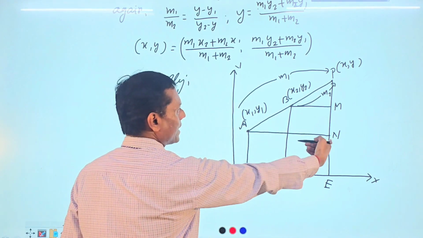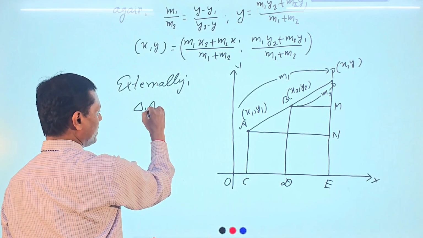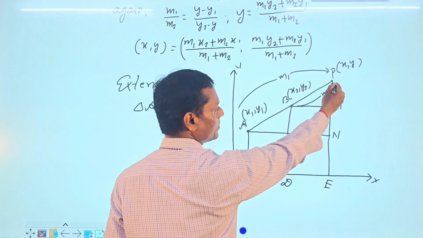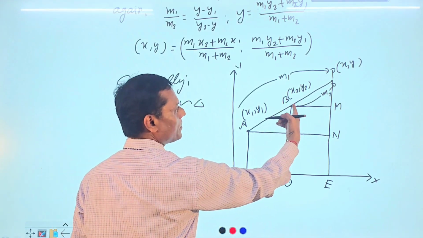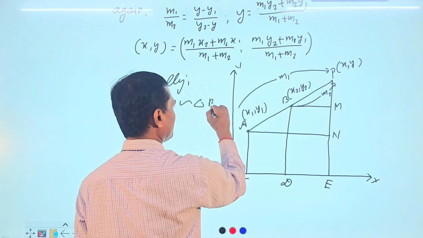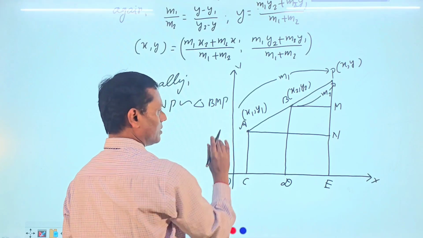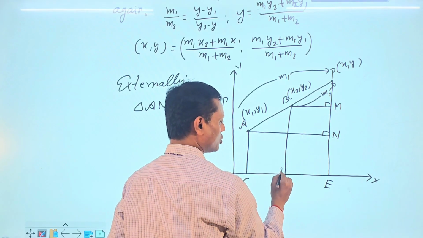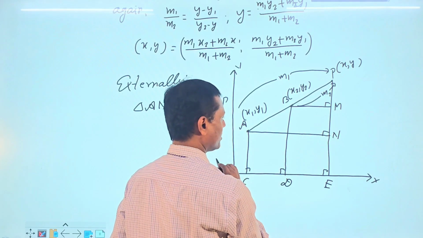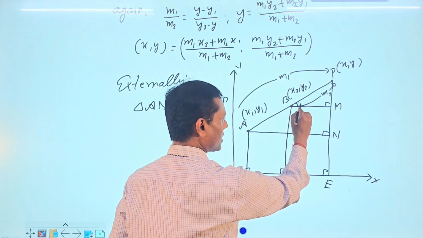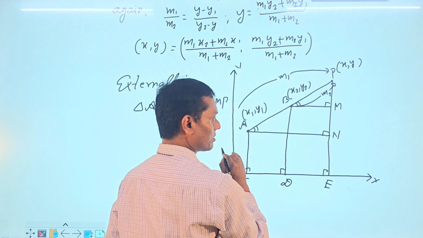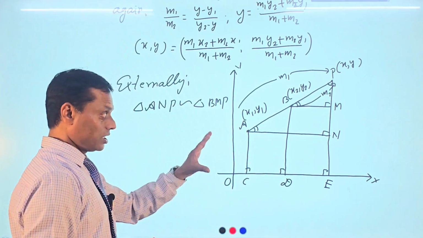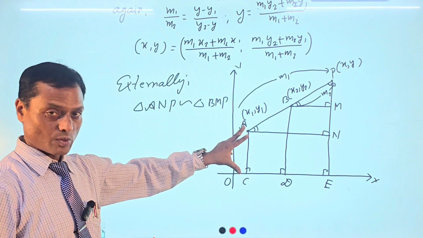the triangle ANP, see here, triangle ANP, that's the bigger triangle, it's similar to triangle BMP, isn't it? Because here 90 degrees, that's also 90 degrees, these all are 90 degrees, don't forget that. Next, this corresponding angle, you can see this angle is a common angle for both. So if both are similar, we can write the sides proportional, right?